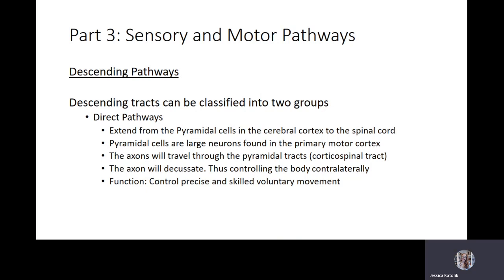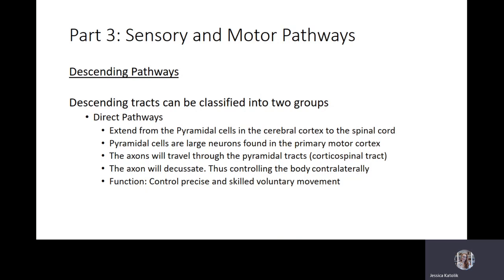These tracts will decussate, meaning they will cross over, so the body is going to be controlled contralaterally. It's going to go from the right side of the brain and control the left side, and then the left brain is going to control the right side. So it's going to cross over and control the body contralaterally. Again, knowing the difference between ipsilateral and contralateral control within the spinal nerves is going to be important for clinical understanding of the body.